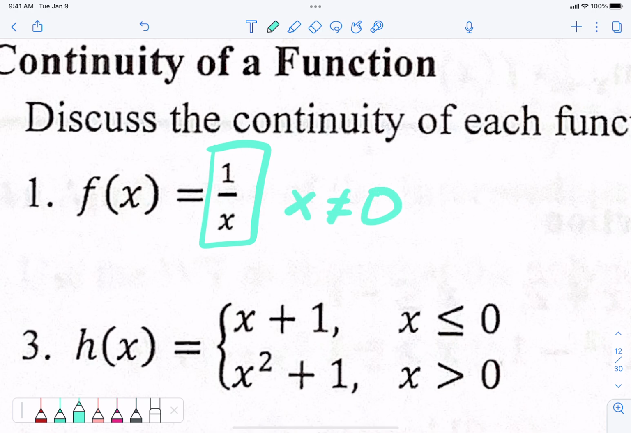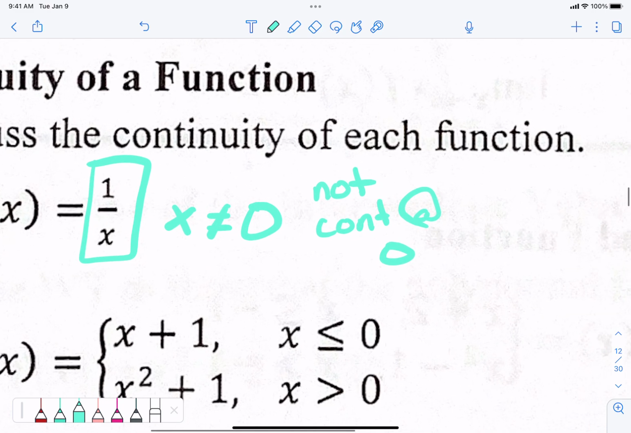That's how I'm going to define or discuss the continuity. It's not continuous at 0, right? Not continuous at 0. You can write that in there. Not continuous at 0. Okay, because x can't be 0, so not continuous at 0. Yeah? Because there's a vertical asymptote there, right? He has a problem.